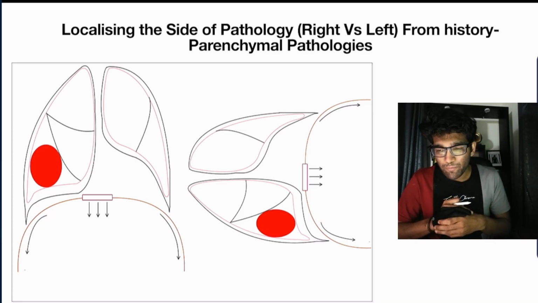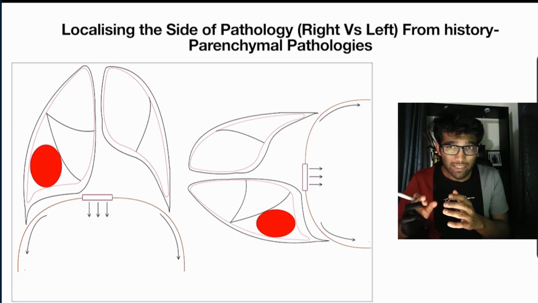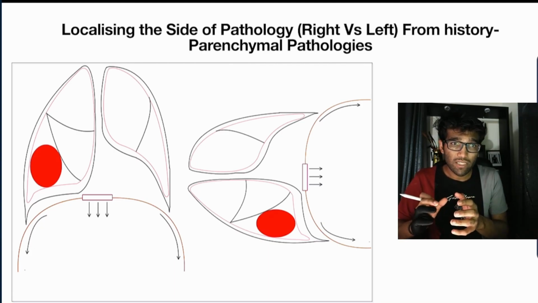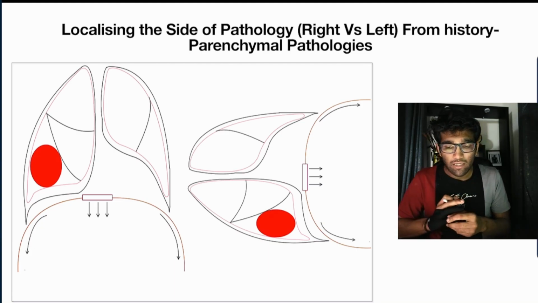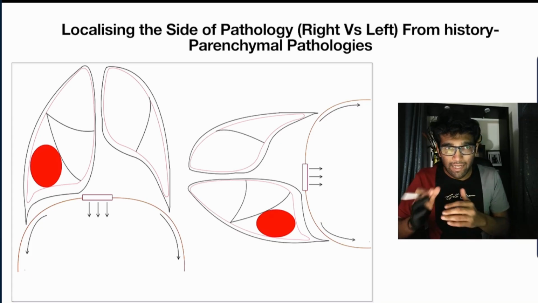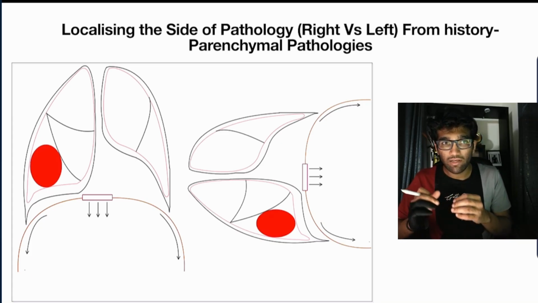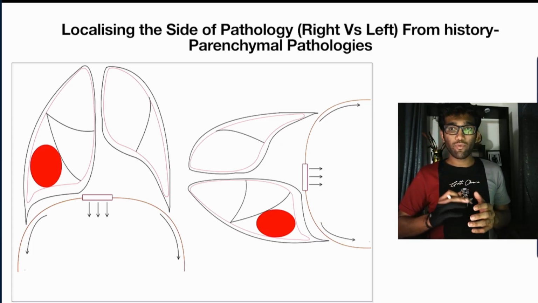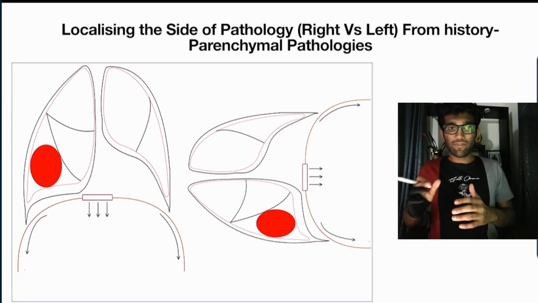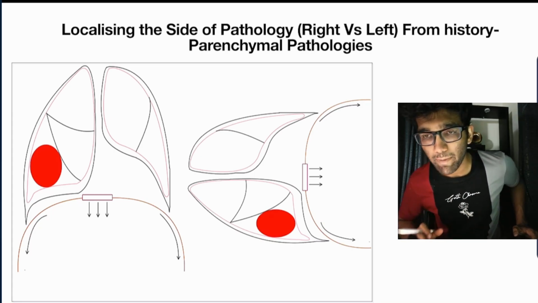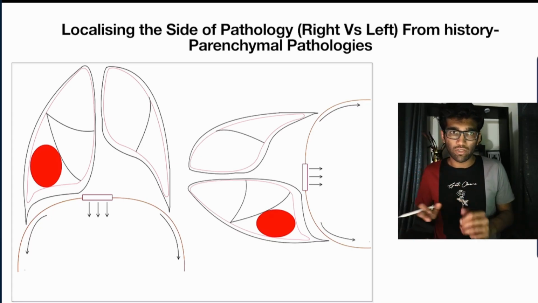Okay, so even from history, if the patient's pathology is unilateral or at least significantly unilateral, you can decide whether the pathology is on the right side or the left side, provided you are able to prove later with physical examination that it is either a parenchymal pathology or a pleural pathology respectively.